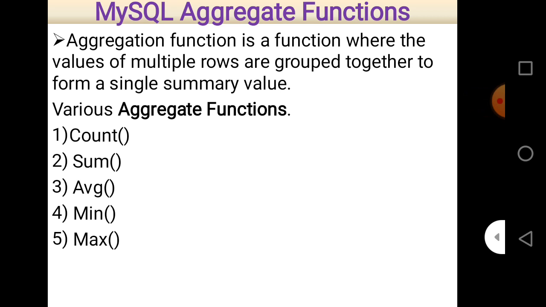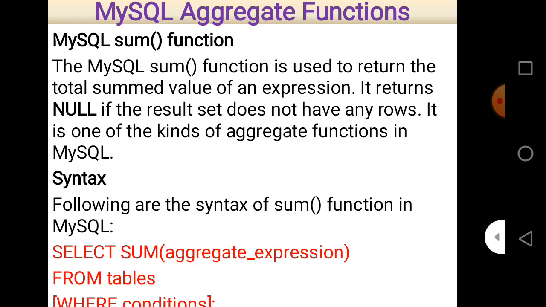The second one is sum. As the name suggests, it adds the different values, and let us see its syntax first. The MySQL sum function is used to return the total summed value of an expression, and it returns null if the result set does not have any rows. It is one of the kinds of aggregate function in MySQL.